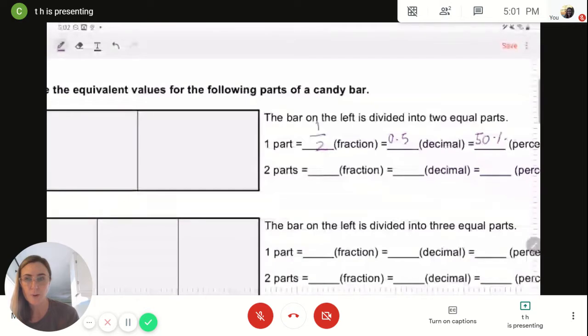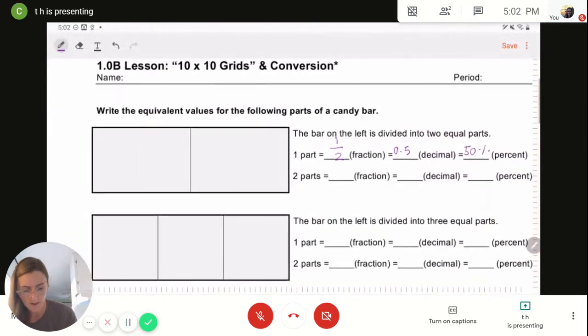If I'm going to take 2 parts of 2, as a fraction this is 2 over 2, which we know, any number divided by itself, is just 1. So as a decimal, this is 1 or 1.0. And as a percent, this is actually 100% of that candy bar.